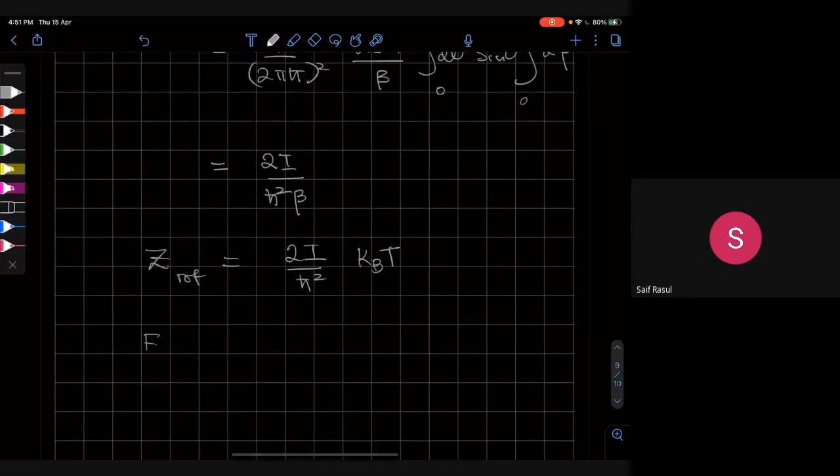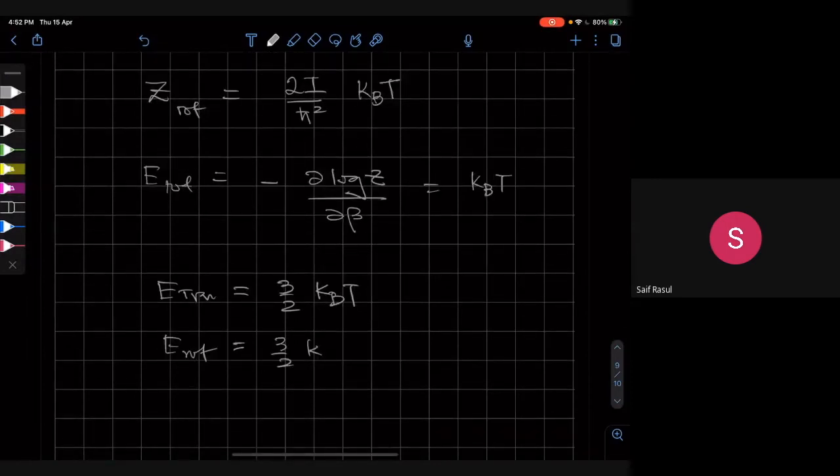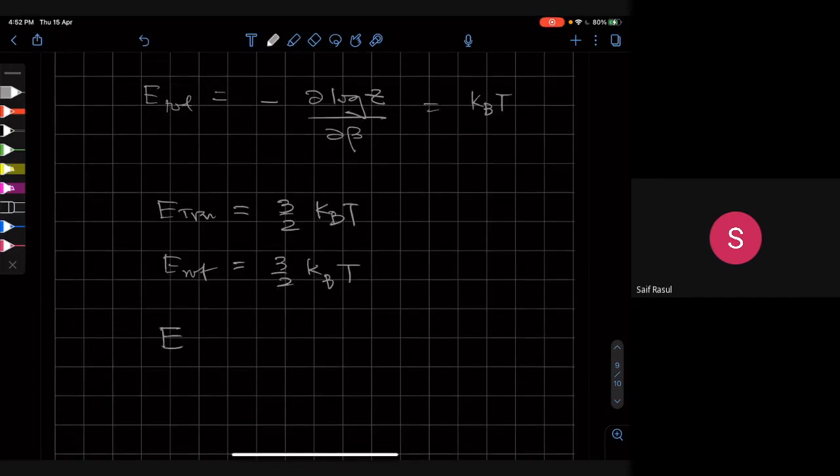And you can find out what the rotational energy is. The rotational energy is going to be minus the derivative of log of Z with respect to beta, and that just gives you kBT. So for translation, we got 3/2 kBT. For rotation, we get kBT. So if you look at the total energy without vibration, I'm calling it E prime. So E prime is not the real total, but it's 5/2 kBT.